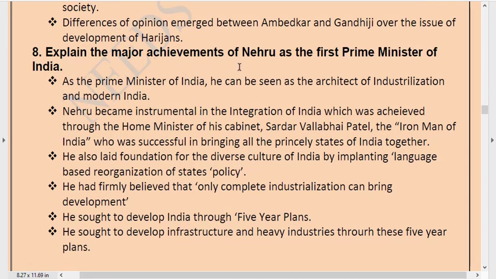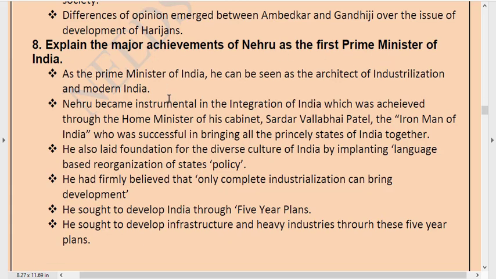Explain the major achievements of Nehru as the first Prime Minister of India. As the Prime Minister of India, he can be seen as the architect of industrialization and modern India.